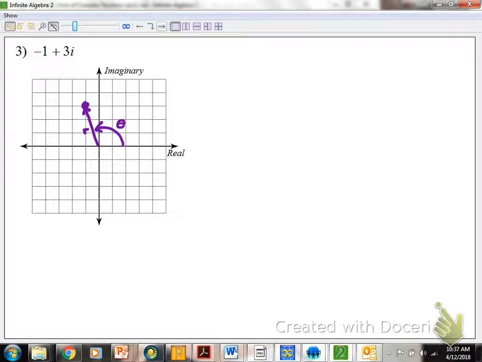Okay, let's find R first. We did this yesterday in a quiz. R is the absolute value of that number. Square root of -1 squared plus 3 squared equals, we have a radius value of the square root of 10. Okay?